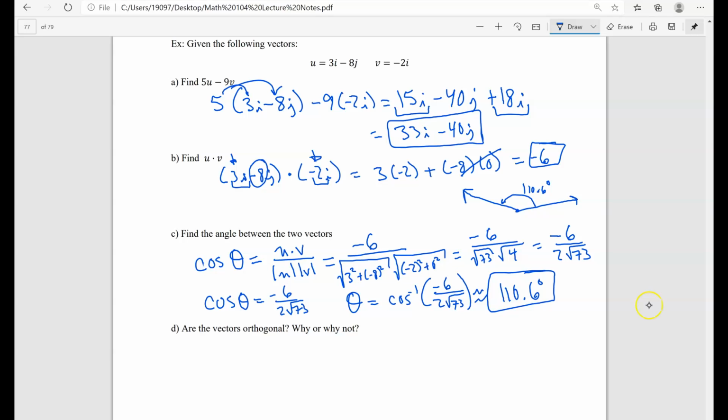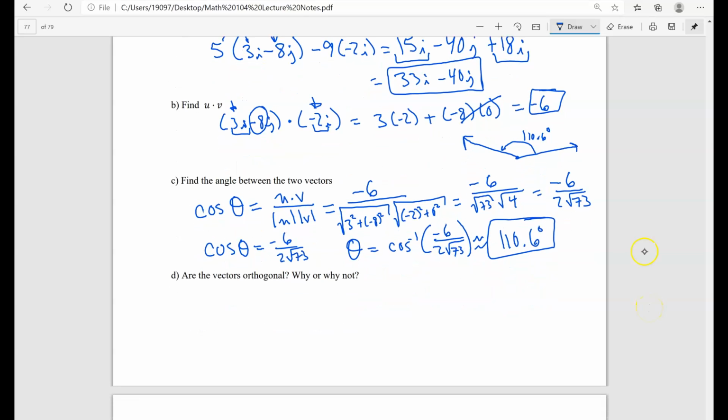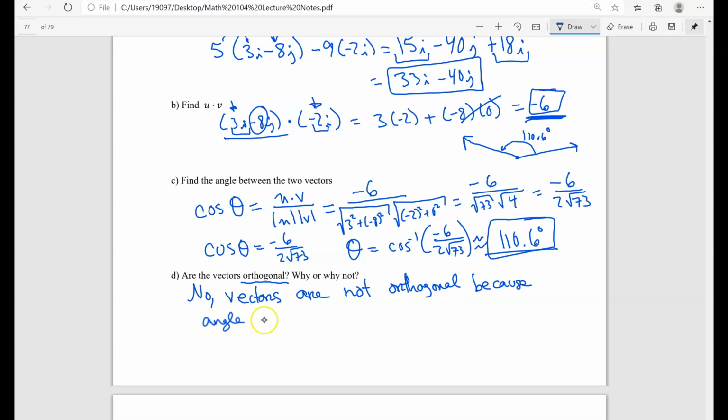Part D says, are the vectors orthogonal? Remember, what does orthogonal mean? Orthogonal means that the angle between them is 90 degrees. Clearly, the angle is 110, so they're not orthogonal. Alternatively, you can just look at the dot product. The dot product is not equal to 0, so they're not orthogonal. So we would say no, the vectors are not orthogonal, because the angle is not 90 degrees.